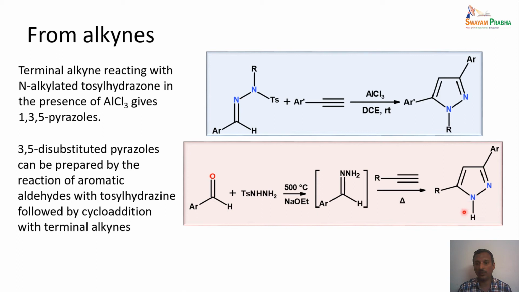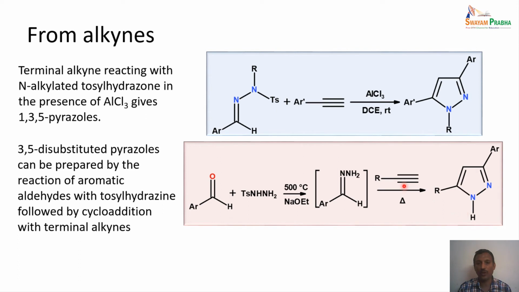Instead of that, we can also get a one-position unsubstituted compound, that is, a 3,5-disubstituted pyrazole can also be prepared. So in this particular case, the aldehyde is treated with tosyl hydrazine. In this case, the N-alkylated tosyl hydrazine is not used as a starting material. Here this is simple tosyl hydrazine directly. So this tosyl hydrazine directly reacts with an aldehyde to give the same intermediate, which is the tosylhydrazone, and this tosylhydrazone reacts with the terminal alkyne to give the 3,5-disubstituted pyrazole. In this particular case, the nitrogen is not substituted.